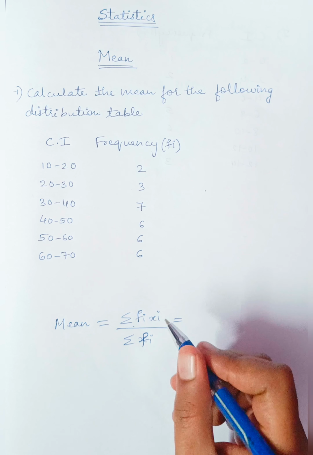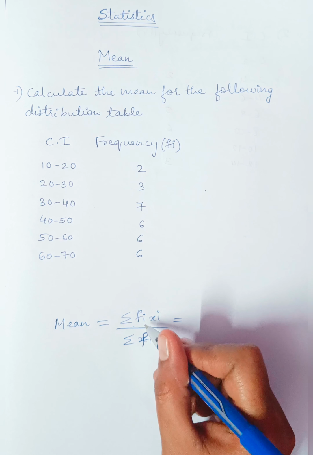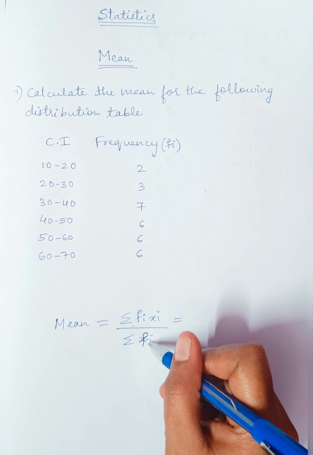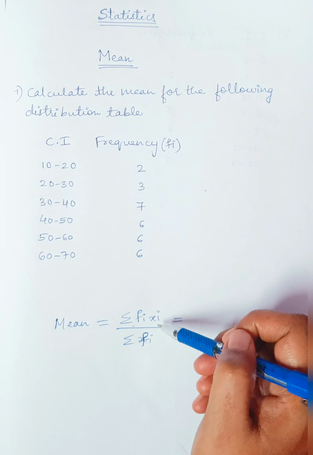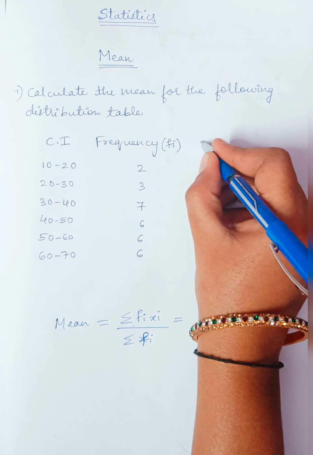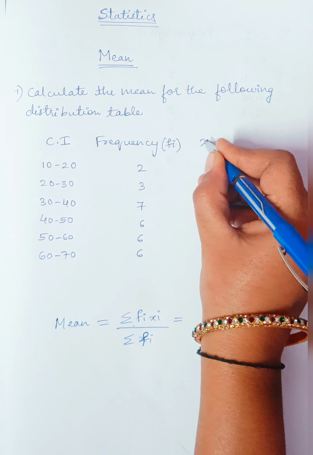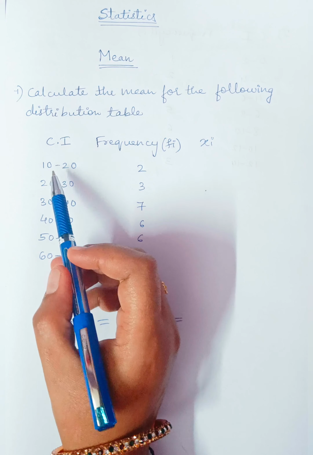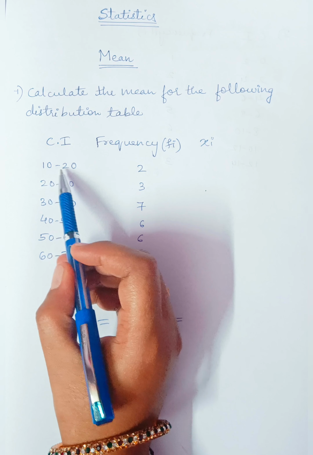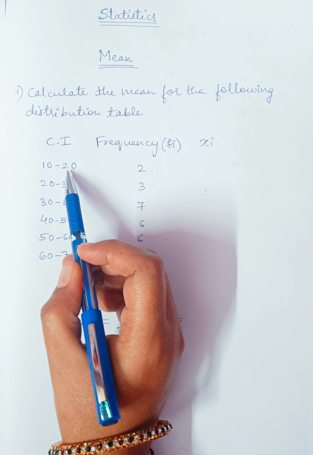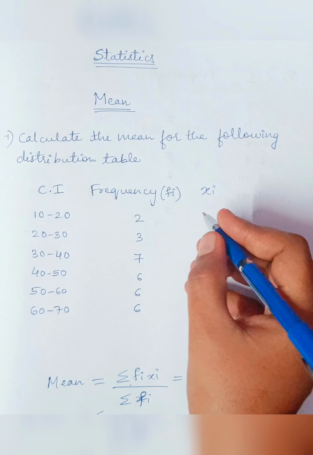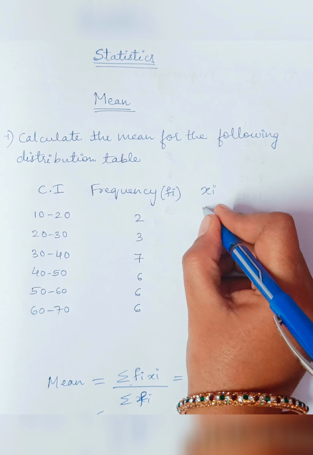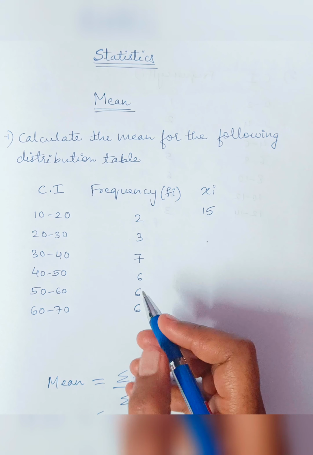Now, what are the things present in this? There is Fi xi and Fi. So already Fi is given. We need to find xi. So xi how we have to find is, we have to add these two and divide it by 2. That is the method. So the first reading is 15.